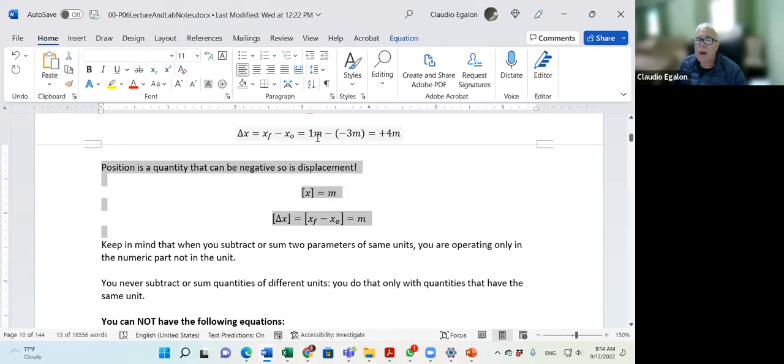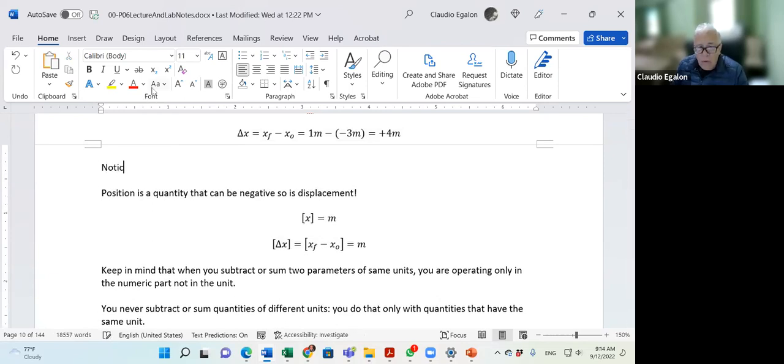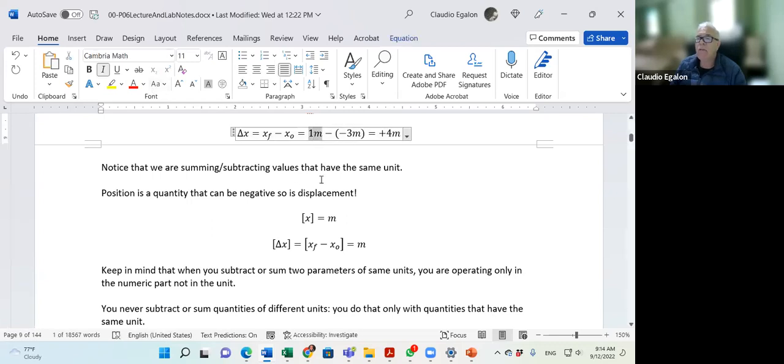Notice that we are summing and subtracting the same unit, right? That's very typical when you're doing physics. I'm going to put a note here. Note that we are summing and/or subtracting values that have the same unit. This value here has the unit of meter. This other value has the unit of meter.